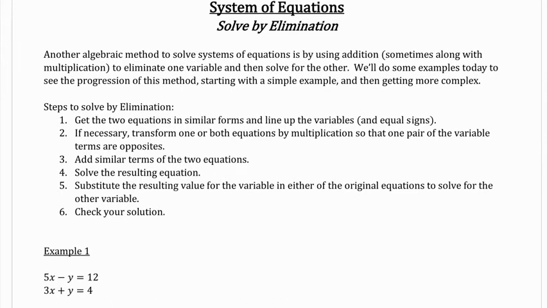Okay, so method number 2 to solve a system of equations is called elimination. And this is where we're going to line the equations up and try to get rid of one of the variables, hence the name elimination, so we can solve for the other.